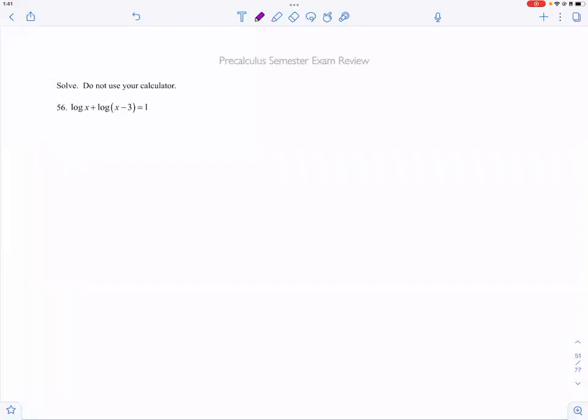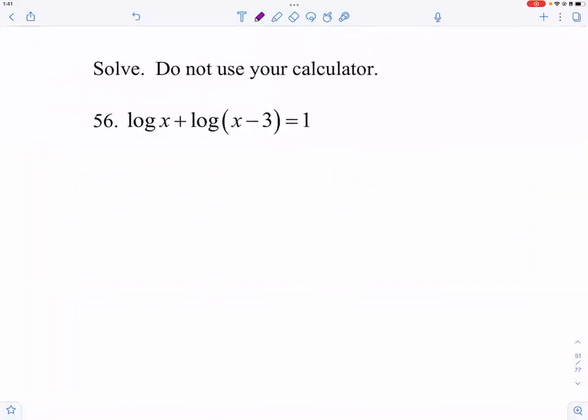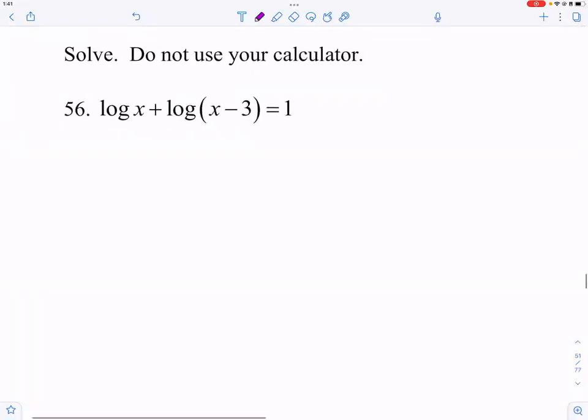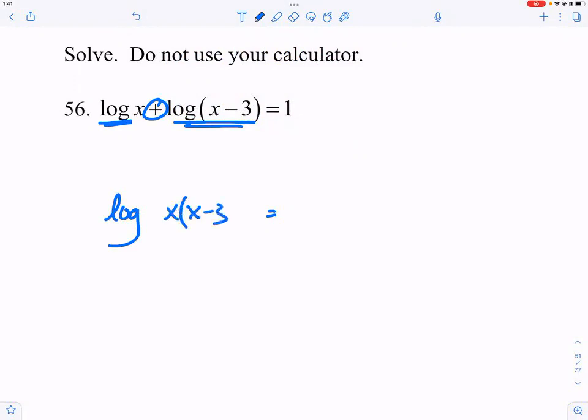All right, 56. We're going to see some logs, and we're going to need to use some log properties here. You have two logs right here. They're added together. That means we can do a condensation of logs. So you have x times x minus 3.